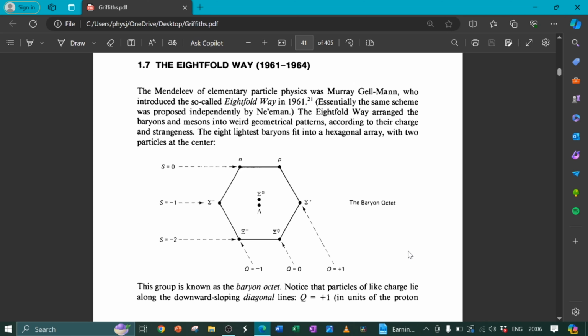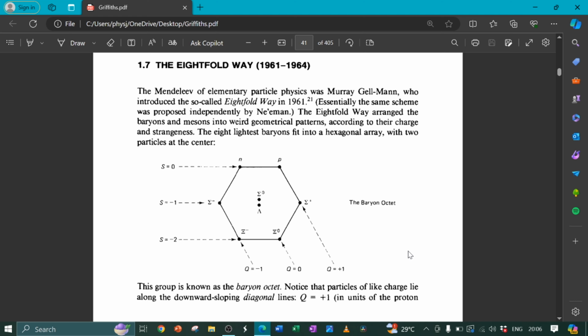Eightfold Way, 1961 to 1964. The Mendeleev of elementary particle physics was Murray Gell-Mann, who introduced the so-called Eightfold Way in 1961. Essentially, the same scheme was proposed independently by Ne'eman. The Eightfold Way arranged the baryons and mesons into weird geometrical patterns according to their charge and strangeness.